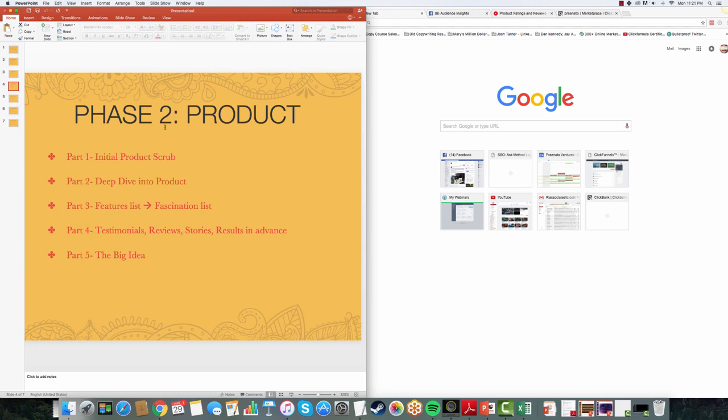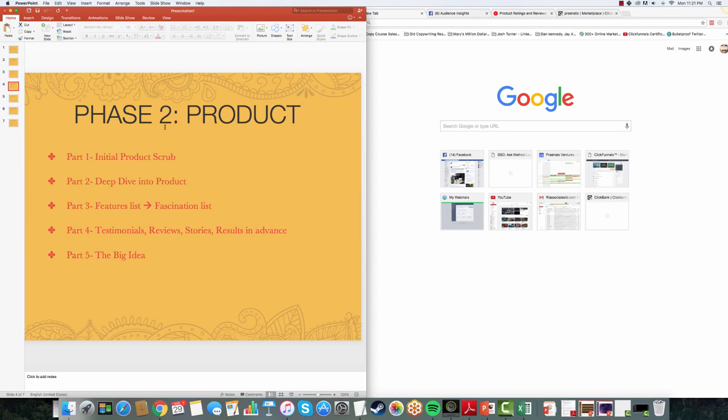If it's a physical product, try to get your client to ship you. Actually, do not accept the project unless they're willing to ship you either the prototype or a physical version of the product itself, because you want to have experience with the thing that you are selling. Now, that's the initial product scrub. Get in there. The next part is the deep dive into the product.